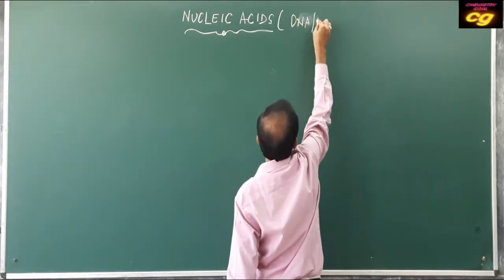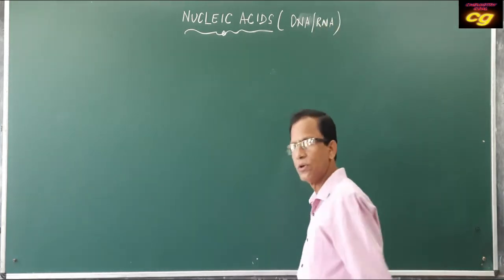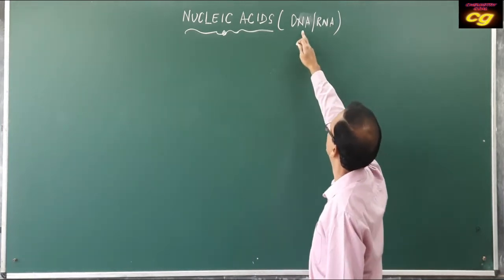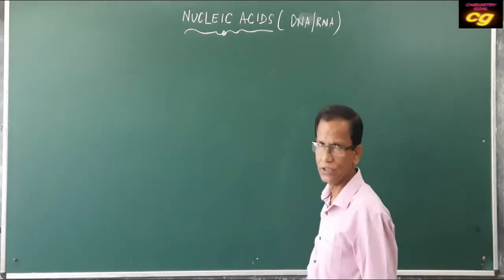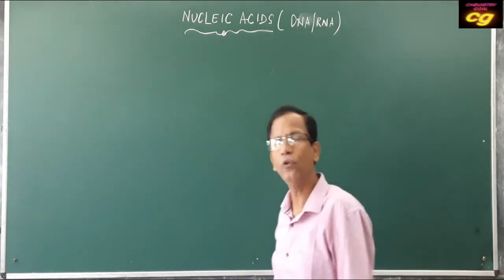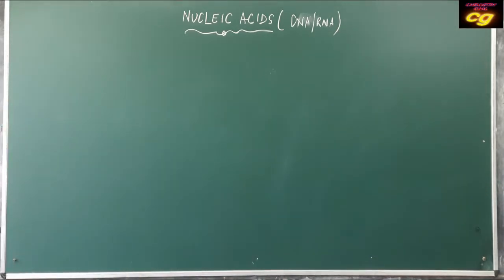DNA and RNA. These are the two types of nucleic acid: deoxyribonucleic acid and ribonucleic acid. There are two types of nucleic acids.